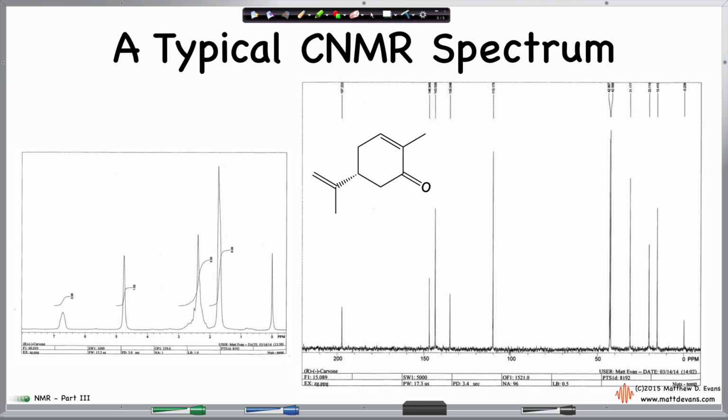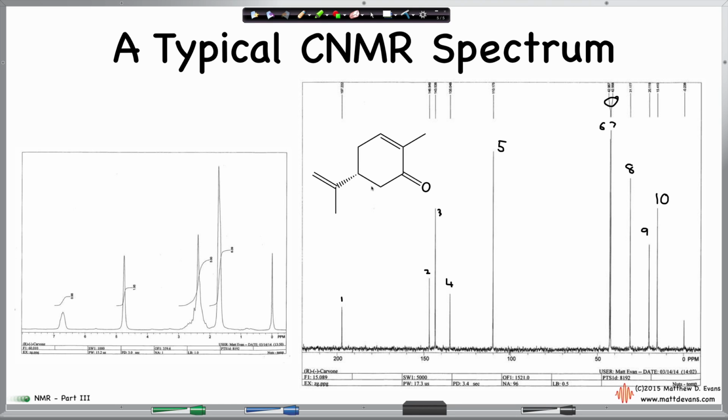Now, here's a typical CNMR spectrum on the right side, and its corresponding hydrogen NMR is on the left side, so this molecule is called carvone. And right here in the carbon spectrum, you can clearly see the carbon signals. There's 1, 2, 3, 4, 5. This one is 6, 7. I know it's 2 signals because the computer marked it as such. 8, 9, and 10. I can tell you already that that's the right number of carbons.